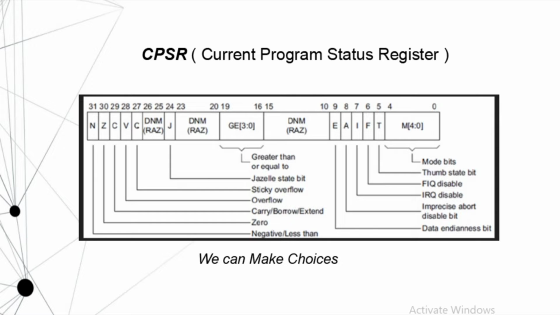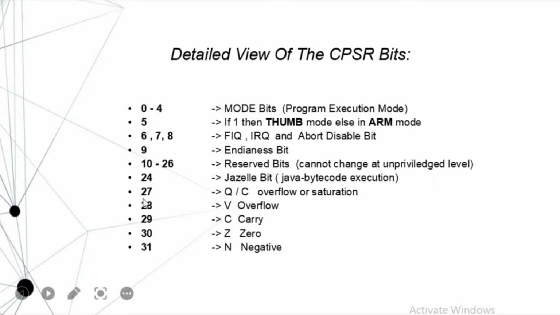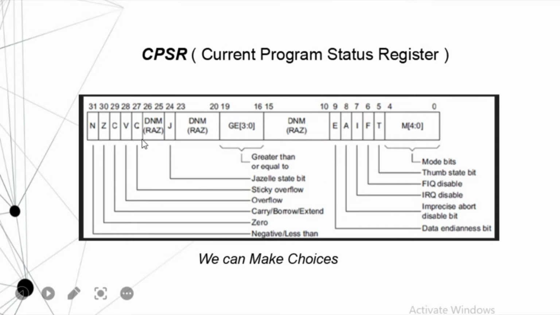That's why all of the Android applications are built on Java and are incredibly fast, because the ARM processor itself supports Java bytecode execution. That's why the processing power of the Android apps is fast. Talking about the next bit, the 27th bit, is the Q or C flag.